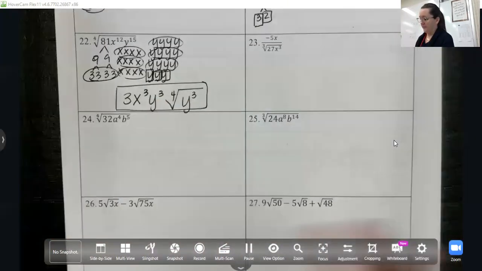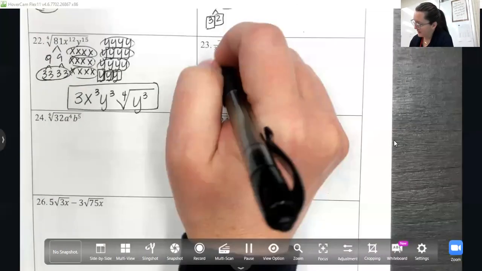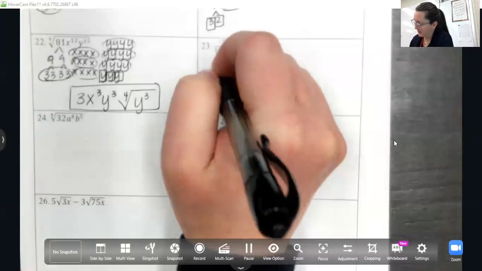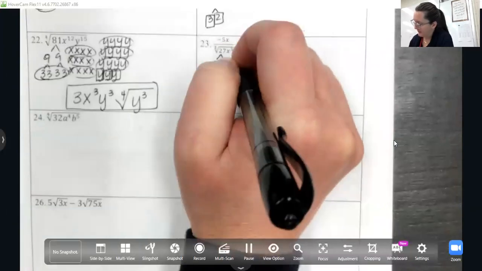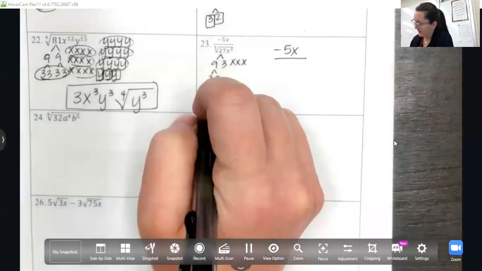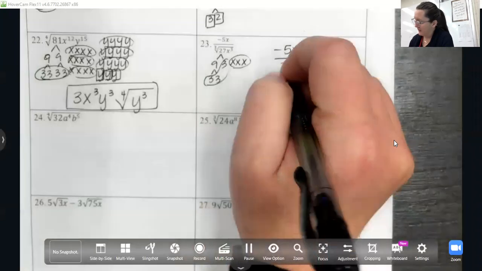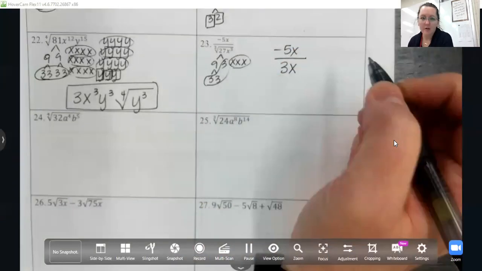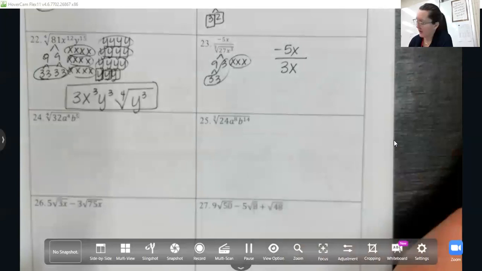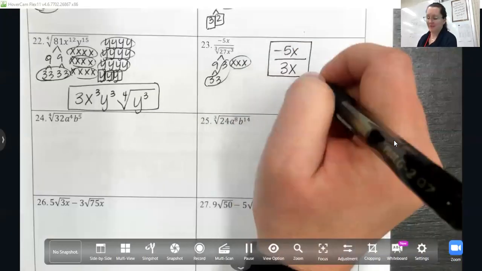All right, next one. Let's see if we can simplify this first. I know that I might need to rationalize, but maybe not. This is negative 5x divided by... there's a group of 3 and a group of x's. So listen, when you can take everything out of the radical, there's no more radical. It's gone, which is good because I didn't really want to rationalize, so we didn't have to.